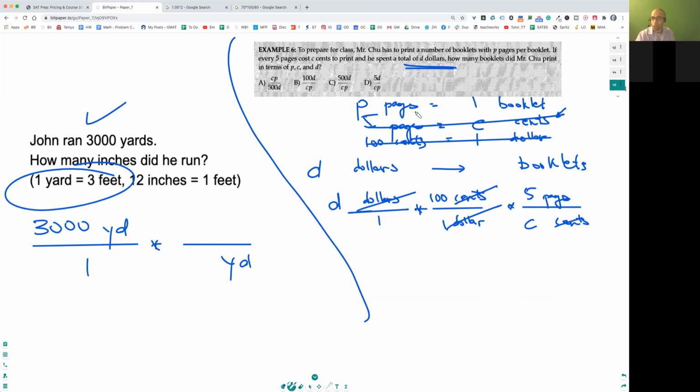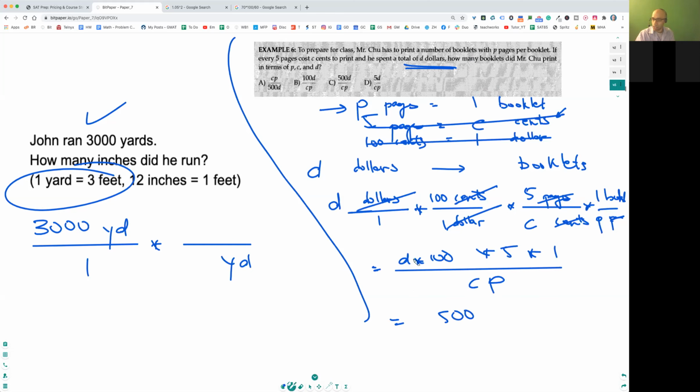So this equation is gone, and then you've got this equation here. So P pages is 1 booklet, so it's going to be pages in the bottom. So P pages and 1 booklet, okay? And so pages and pages cancels out, and look, you've got booklet here. So you got D times 100, and this is the hard problem, guys. You don't have to understand this. Only if you want anything above 700 you need it. So, and C times P, okay? So it's gonna be 100 times 5, which is 500, D times 1, which is just D, over CP, okay?